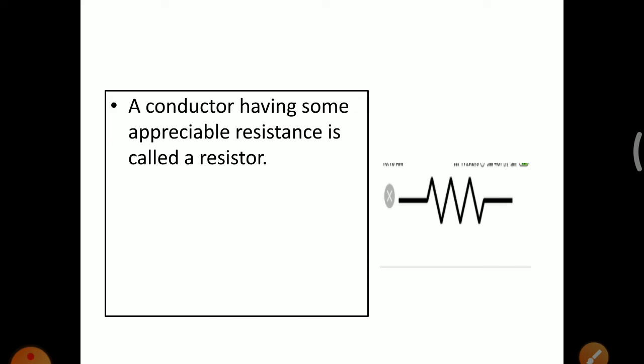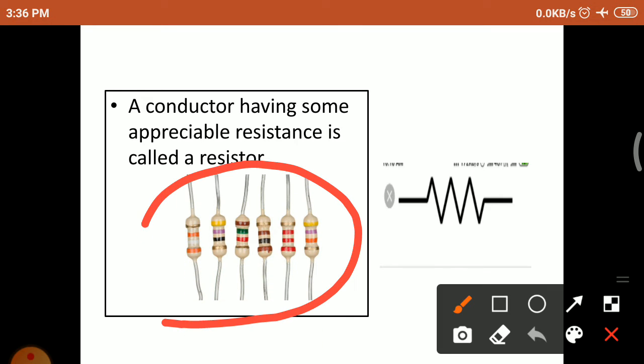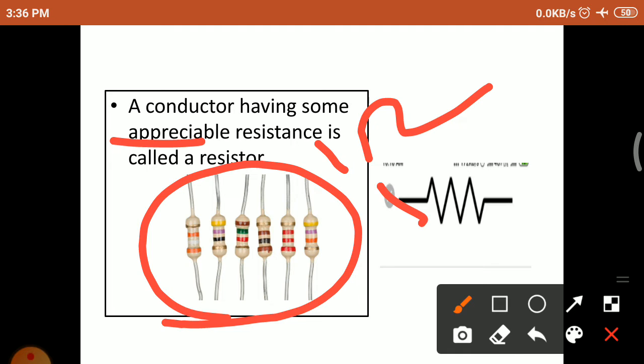A conductor having some appreciable resistance is called a resistor. The resistor also has some resistance value. So this is a resistor. When we connect this resistor in the circuit, it resists the flow of electrons. It has some values, that means it has 1 ohm, 5 ohm or 100 ohm values.